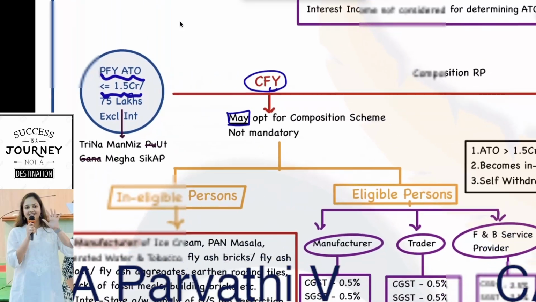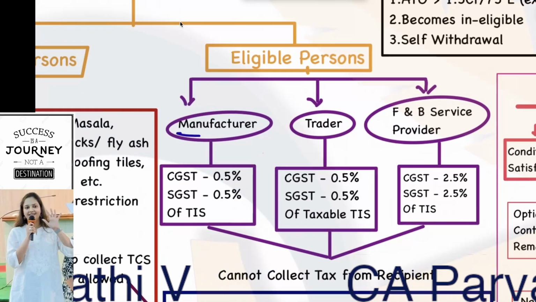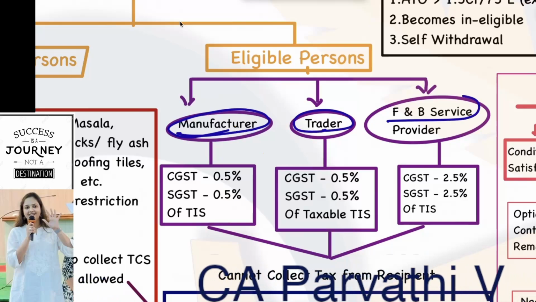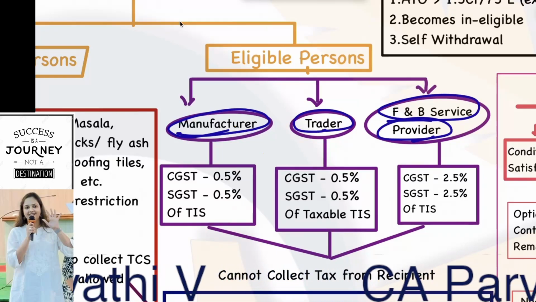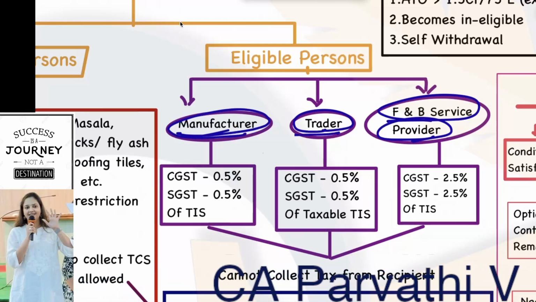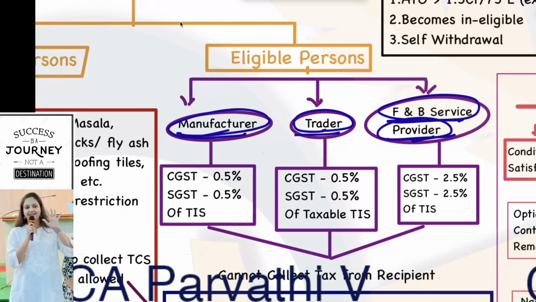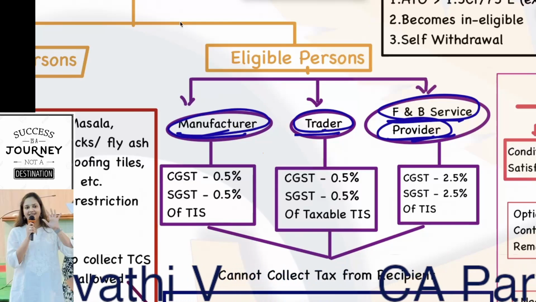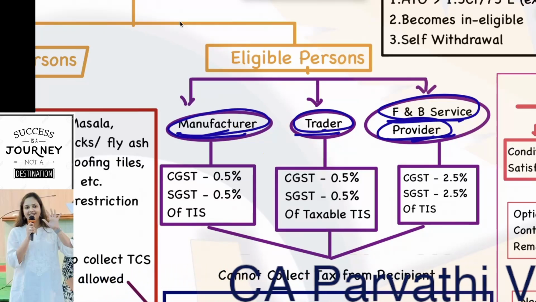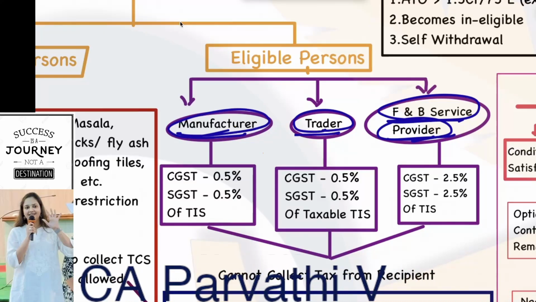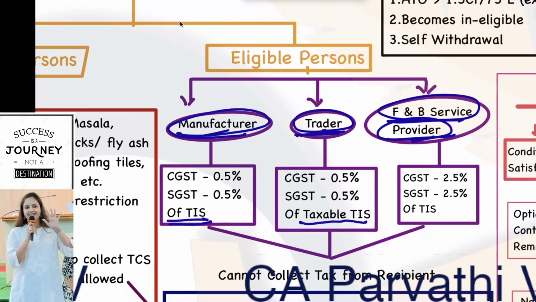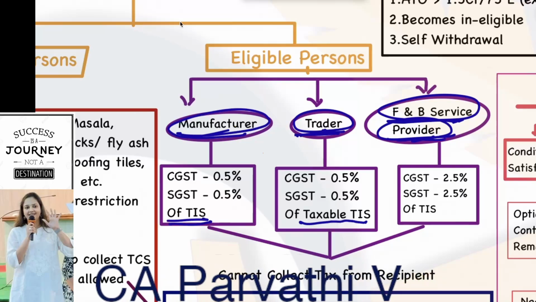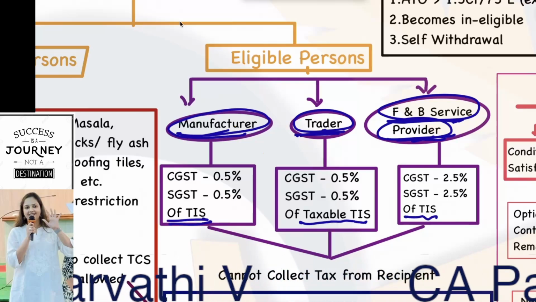Now, what happens if composition levy is opted? There are only three categories of people who can opt for the normal composition levy, which is provided in section 10(1). They are manufacturer, trader, and a person who is supplying food and beverages services. They have to pay tax at a lower rate: if it is a manufacturer, 1% of turnover in state; if it is a trader, 1% of taxable turnover in state; and if it is an F&B service provider, 5% of turnover in state.